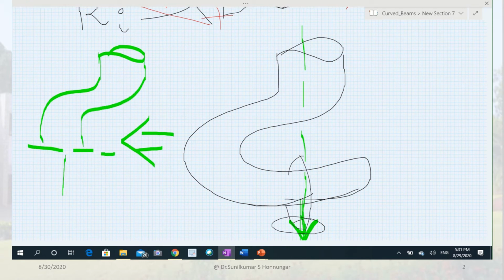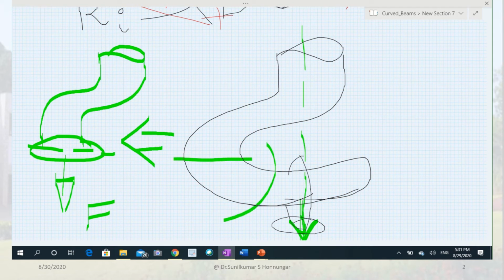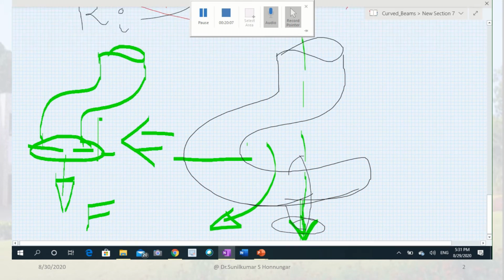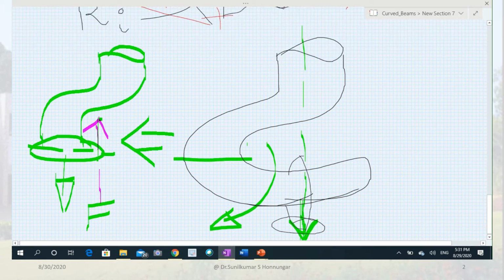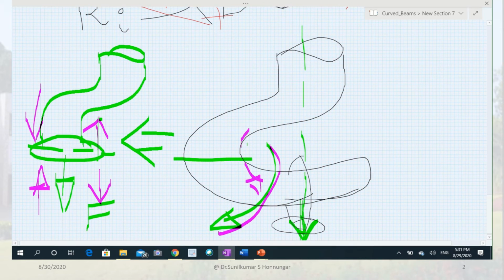By superposition of forces, you have to show the force over here. This force produces a direct tensile stress at this section. In addition, about this section, this force creates a moment like this. Because of this moment, the inner fiber gets a tensile type of stress, and the outer fiber gets a compressive type of stress.